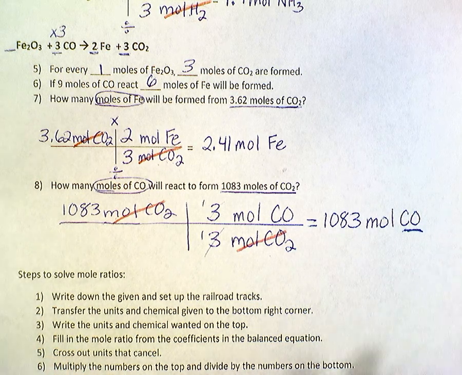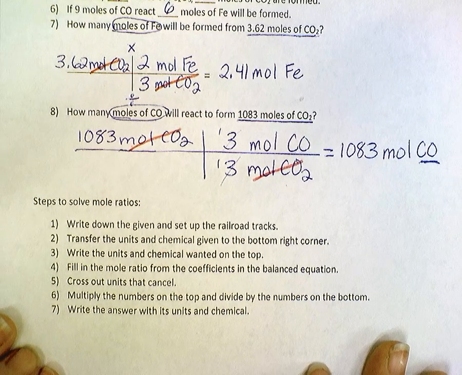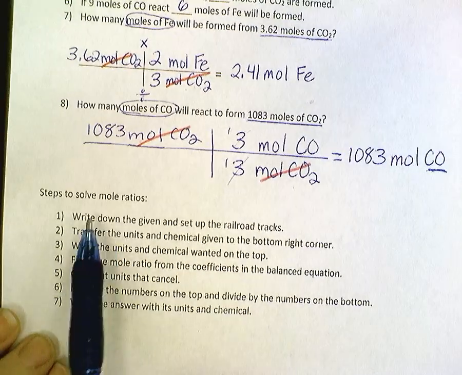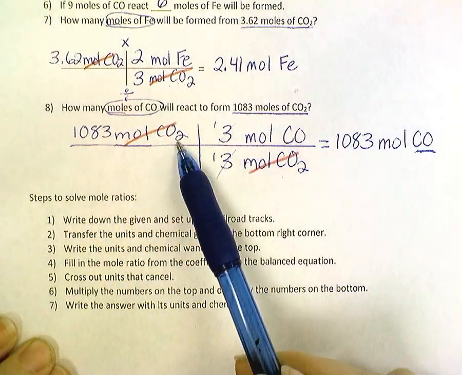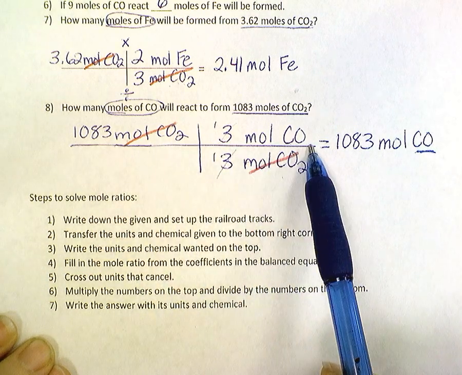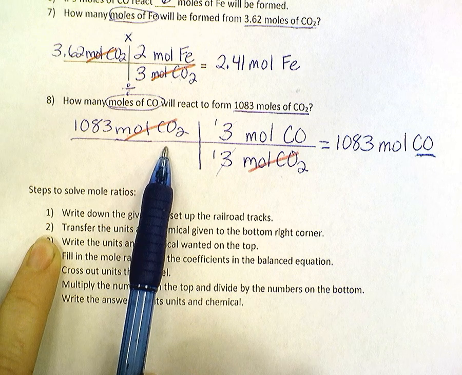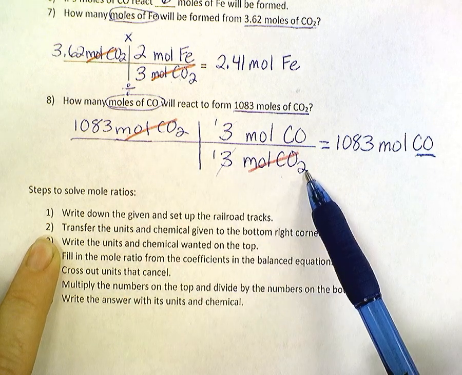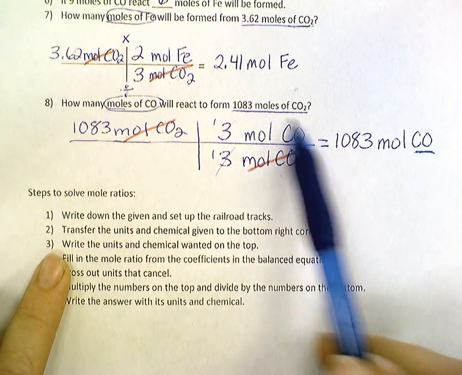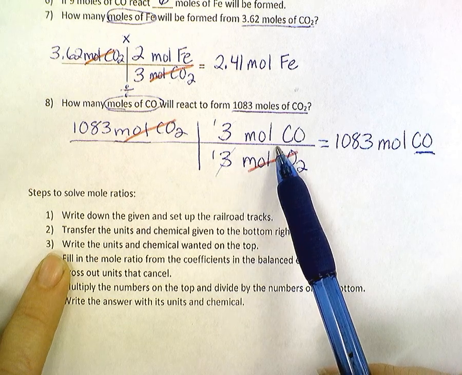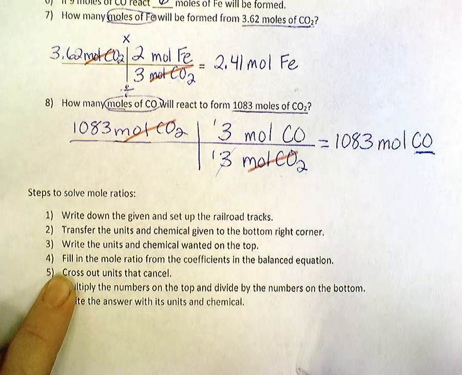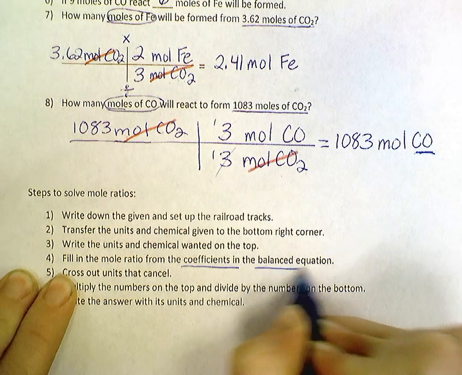Okay? So at the bottom has our steps. This is the process we went through. We write down our given and set up our railroad tracks. We transfer the units from the chemical given to the bottom right corner. We write the units and our chemical wanted on the top. We fill in the mole ratio from the coefficients in the balanced reaction.